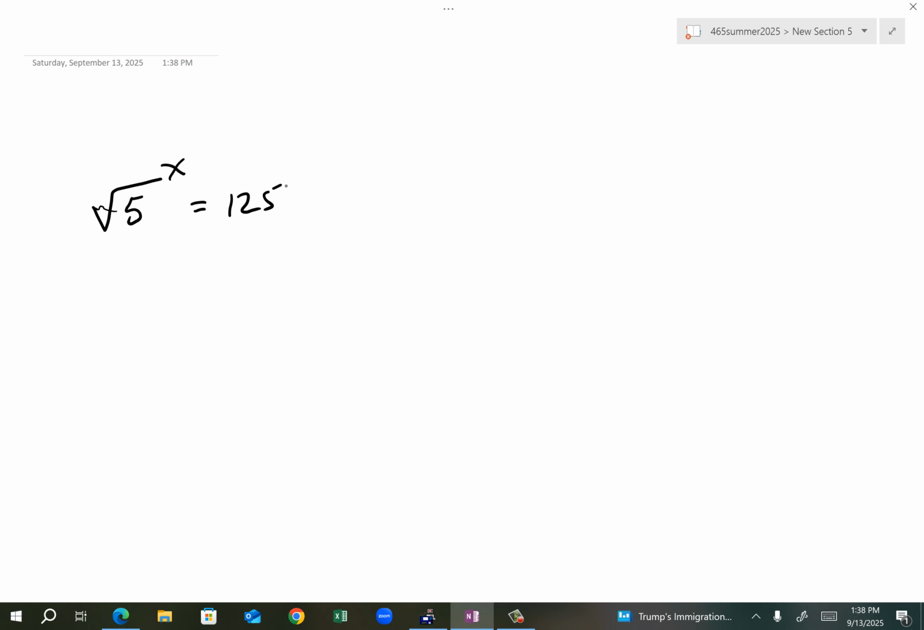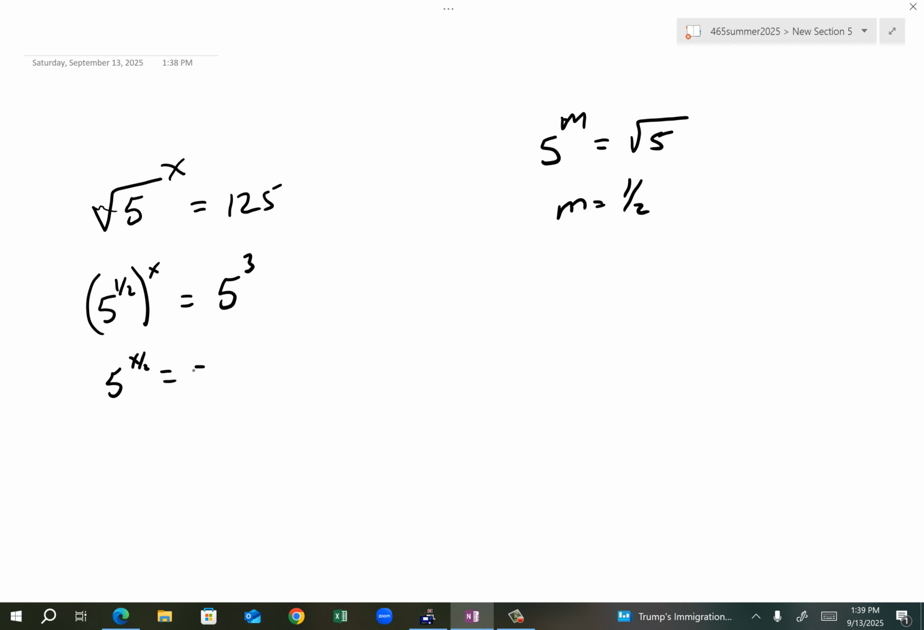Well, obviously, because 5 times 5 times 5 is 125. And obviously, 5 to the something power, I'm going to use a different variable, m, is equal to the square root of 5. This is obviously a half, right? m is equal to 1/2. How do I know that? Because the square root power is the 1/2 power. So what I could do is rewrite this as 5 to the 1/2 to the x. Are you with me? Is equal to 5 to the third power. So that's 5 to the x over 2 is equal to 5 to the third.